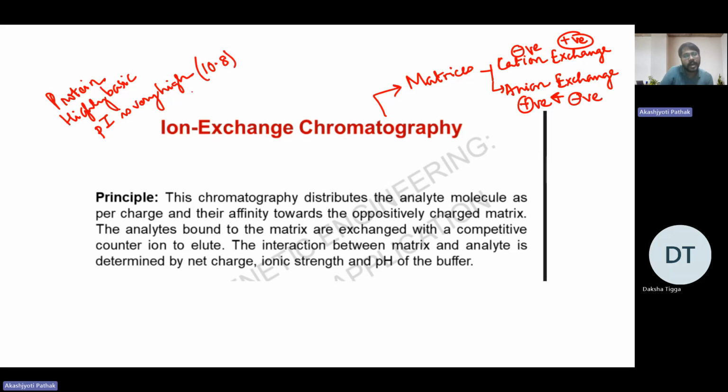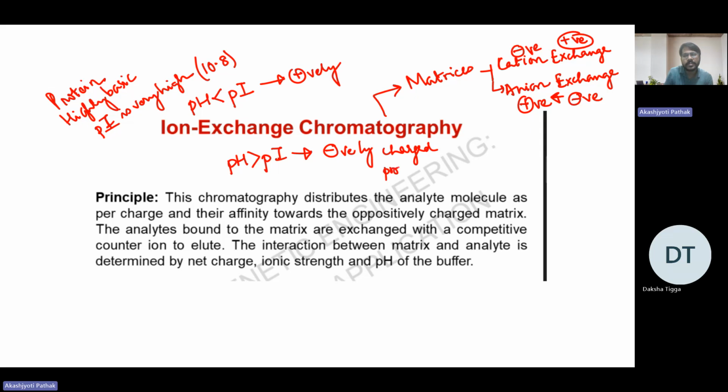At such a high PI, what will happen? With the normal physiological buffers that we use, like Tris buffer or HEPES buffer, or say any sodium acetate buffer, at these pH your protein will be positively charged. So what is the basic principle? If the pH of the buffer is less than the PI of the protein, then your protein will be positively charged. We all know this basic biochemistry, isn't it? But if the pH of the buffer is greater than the PI of the protein, then your protein will be negatively charged.